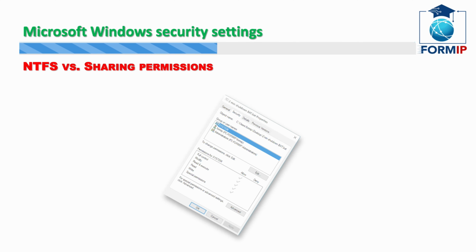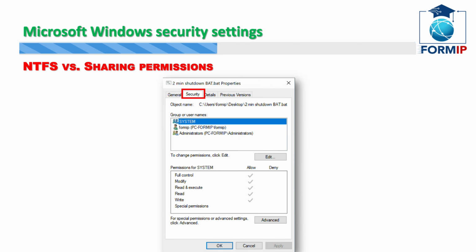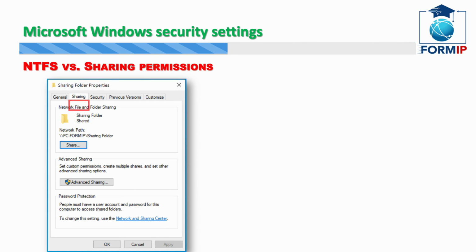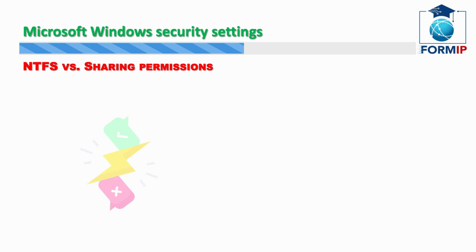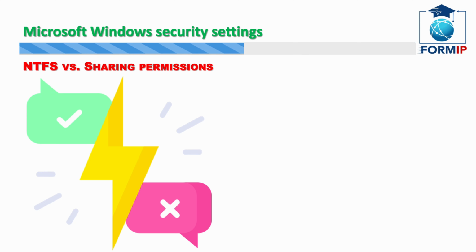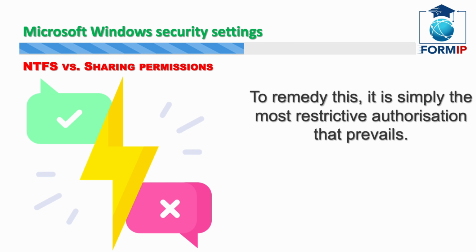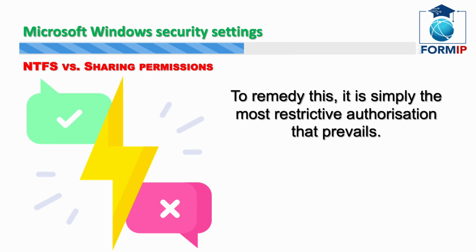To change NTFS permissions, in the File or Folder properties, open the Security tab. To access sharing permissions, you need to open the properties of the file or folder, and in the Sharing tab, you need to open Advanced Sharing. You can then determine permissions based on groups or users. Finally, these two methods for setting permissions on files and folders can be used at the same time, and therefore, there could be conflicts between the two systems. To remedy this, it is simply the most restrictive authorization that prevails.